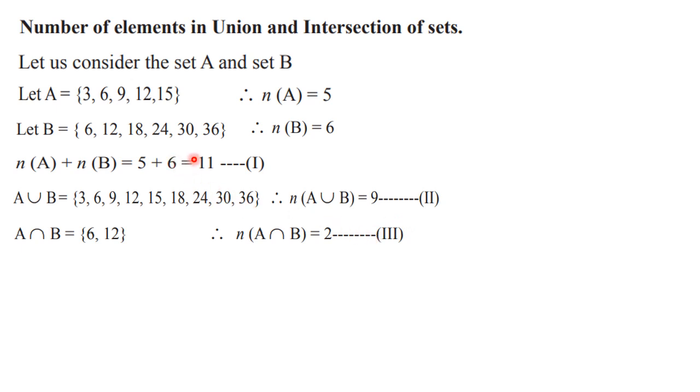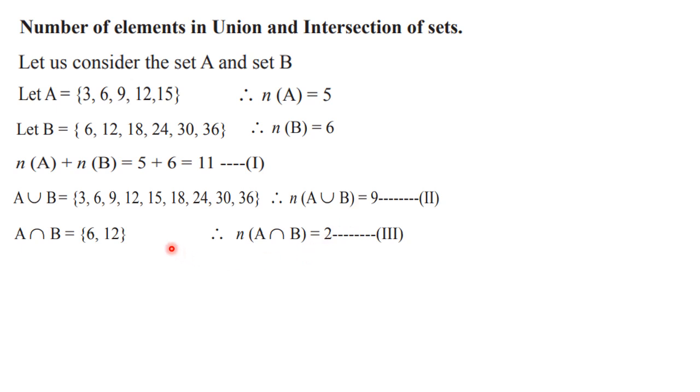Now just try to relate these three numbers: 11, 9 and 2. See, if we add these two, 9 plus 2, you are going to get 11. That means the sum of the number of elements in these two sets is the same as the sum of its union and intersection.